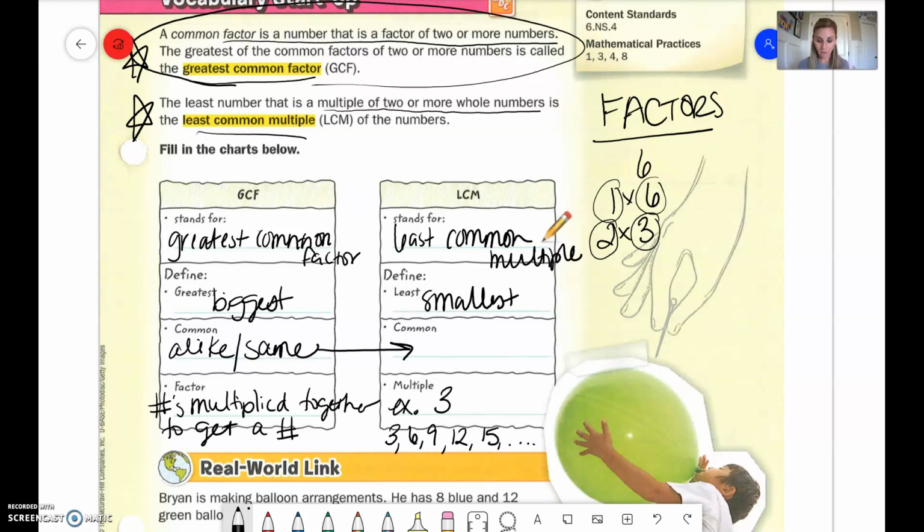So easy. So if I were to say, hey, let's list the multiples of 5. Well, that's easy. It's just counting by 5s. 5, 10, 15, 20, 25, 30.